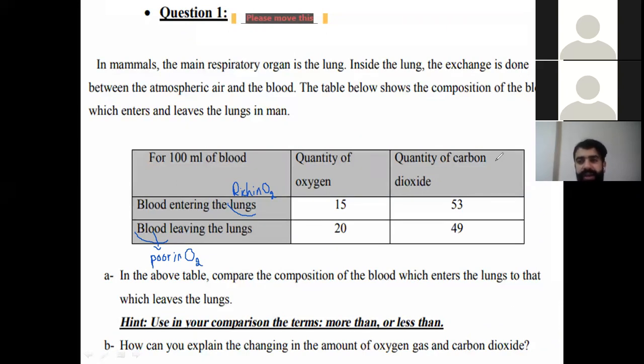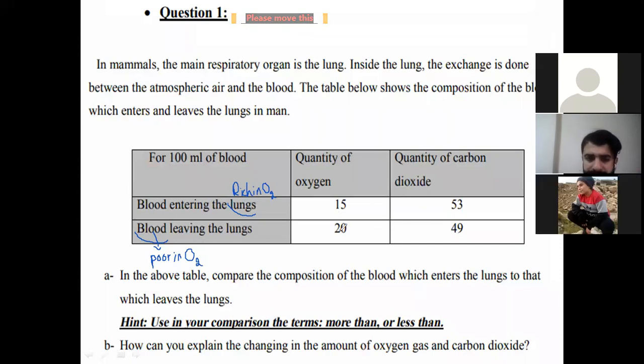Let's have Razan. Razan was the first one to raise the hand. What do you think? The oxygen will diffuse from where to where? From the lungs to the blood, or the opposite, from the blood to the lungs? From the lungs to the blood. Excellent. Oxygen will diffuse from the lungs to the blood. Why? Because the lungs are rich in oxygen and the blood is poor. That's why the amount in the blood leaving increases.